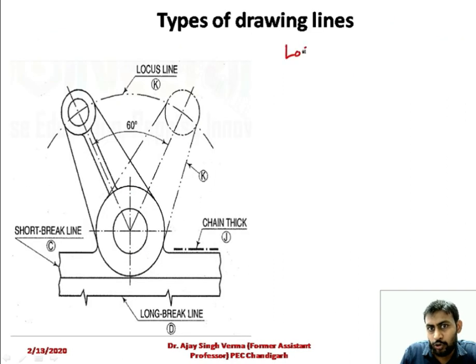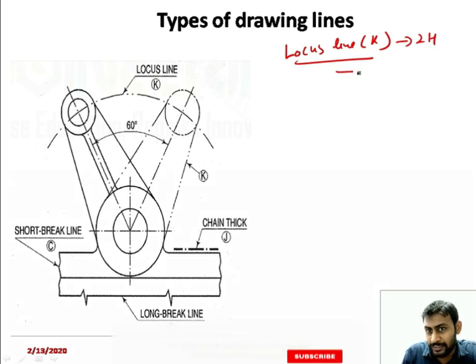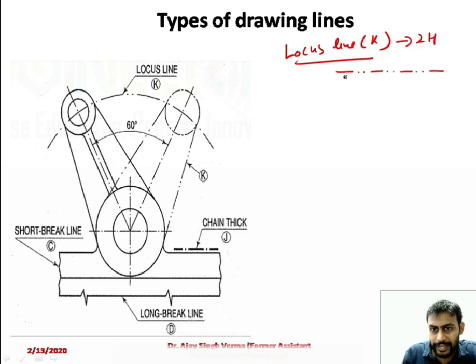Next is your locus line. Locus line is your K-type line. In our previous slide, we discussed the locus line. Locus line is also drawn with the help of a 2H pencil. This is a dashed double dot line. Dash double dot line is there.